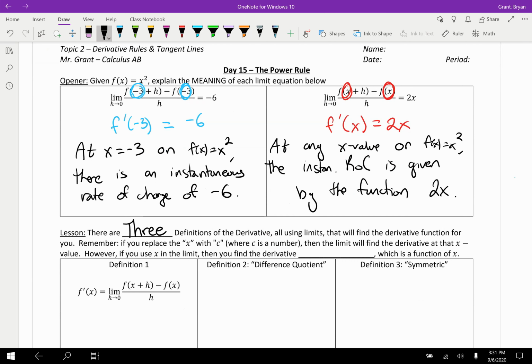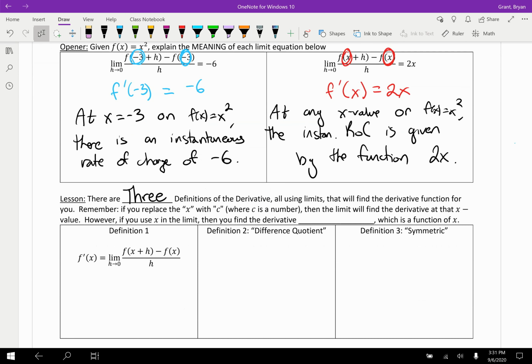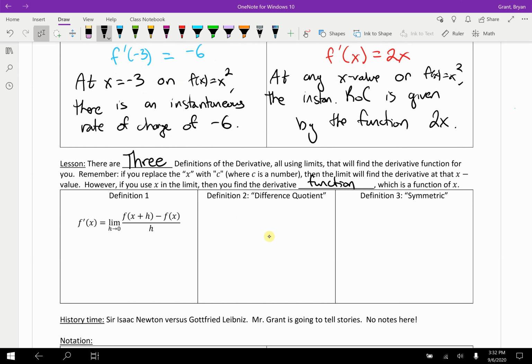Okay? Of course, remember, if you replace x with c, then the limit's going to find the derivative at a point at that x value. But if you use x in your limit, you're finding the derivative function, which is a function of x, an equation using x. The first definition shouldn't surprise you too much, right? This is our derivative function, and if you wanted the derivative at a point, you would replace x with, I use c here, where c is just standing in for a number. So that is our first definition.